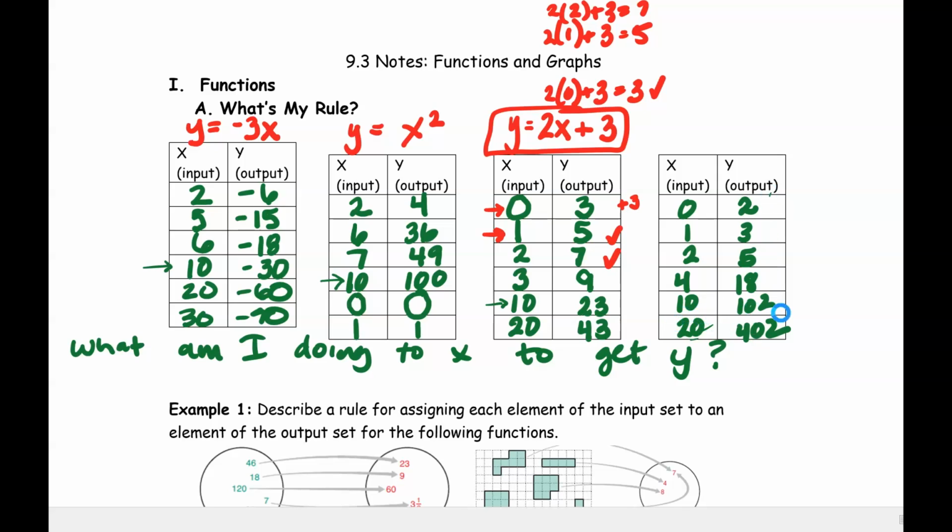Well, how close is it? If squaring 20 is 400, well, 402 is 2 away. Squaring 10 is 100. So 102 is 2 away. Squaring 4 is 16. 18 is 2 away. So see if you can pause the video and think about how you would write that as an equation. And the answer here is going to be y equals x squared plus 2. So you square the input and then you add 2.